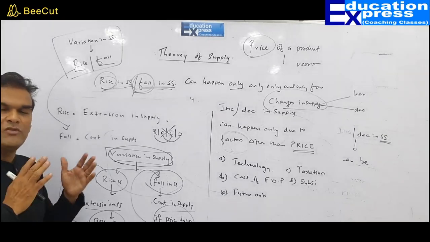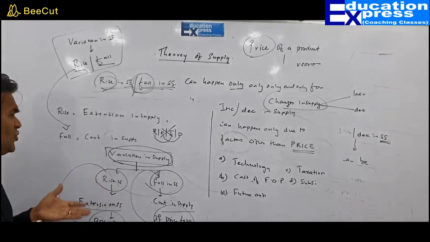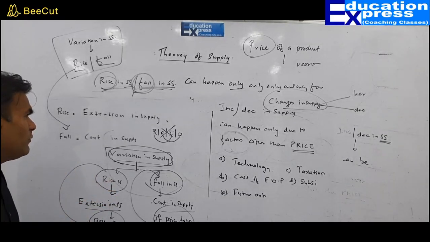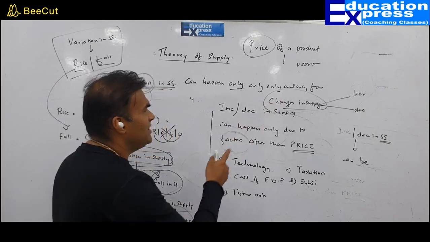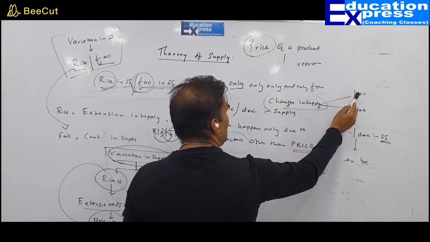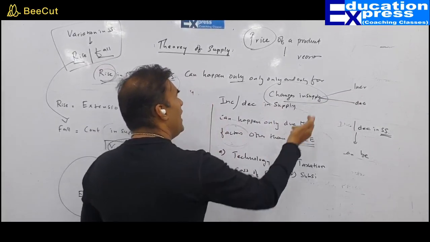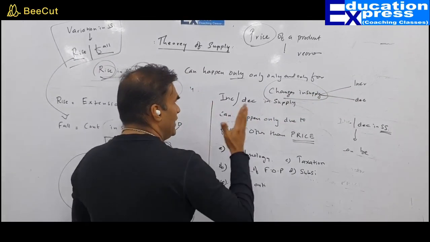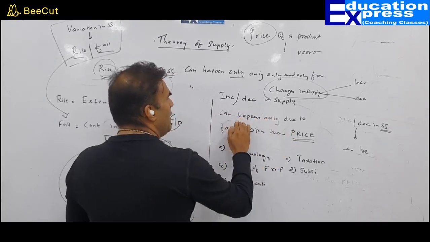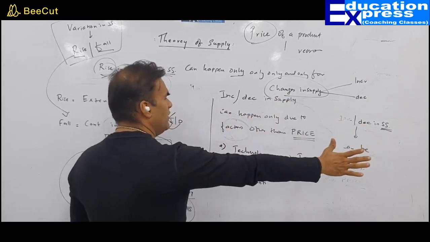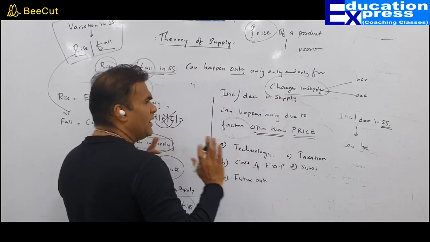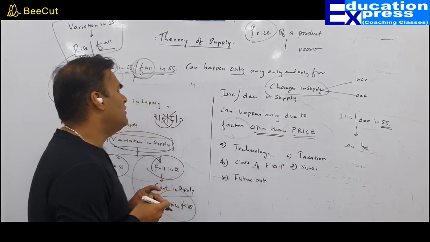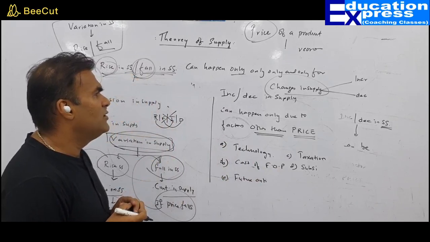Fantastic. Absolutely understood. And it is making so much sense also. But when I see or read, changes in supply are attributed to increase or decrease in supply. So why will increase or decrease happen? Increase or decrease in supply will happen for any factor other than price. Any factor but not price.